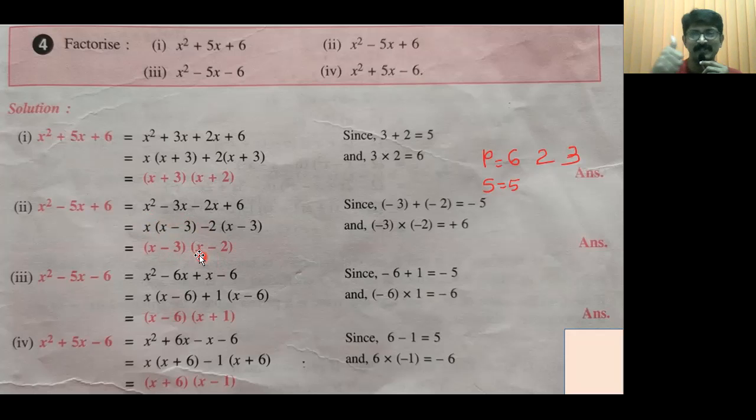Yes, if you have understood, show a big thumbs up. Pause the video, copy paste this quickly in your book, guys. Don't waste time. Copy paste it quickly. Hurry up.